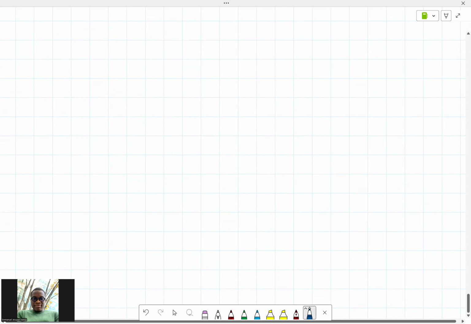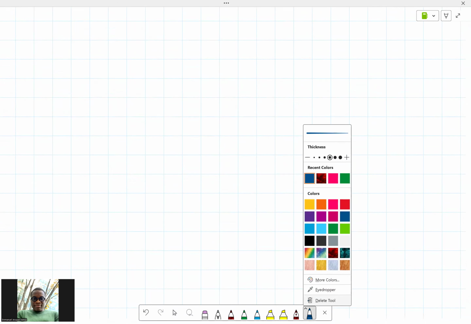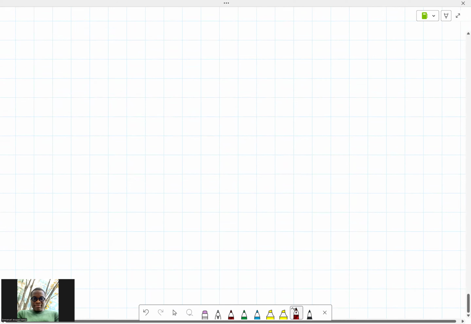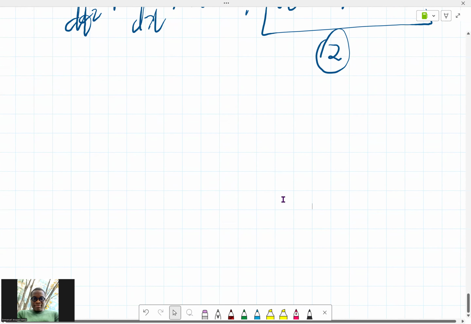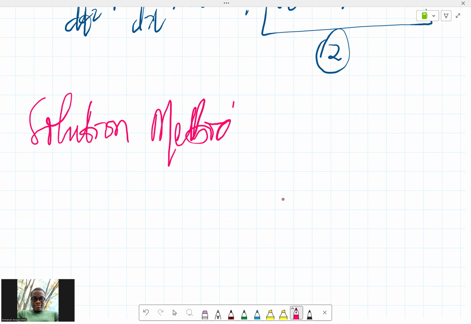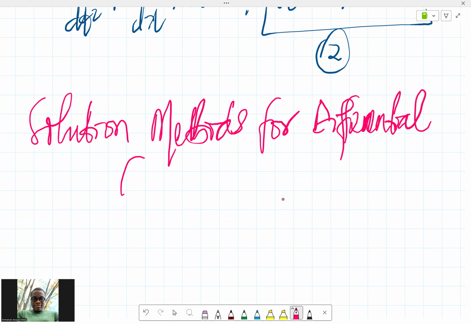Now, can we switch over and talk about methods of solution? Solution methods for differential equations.